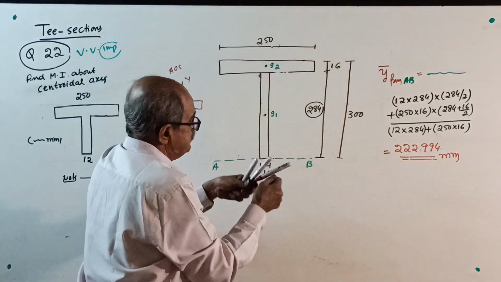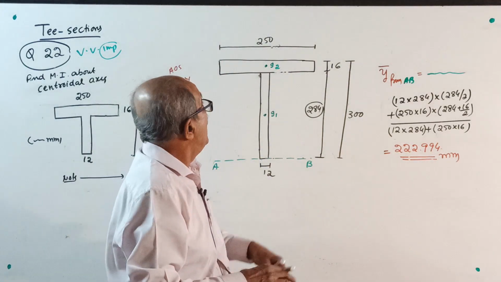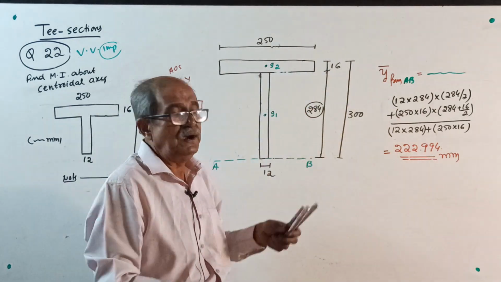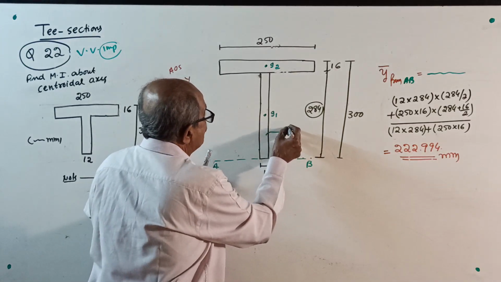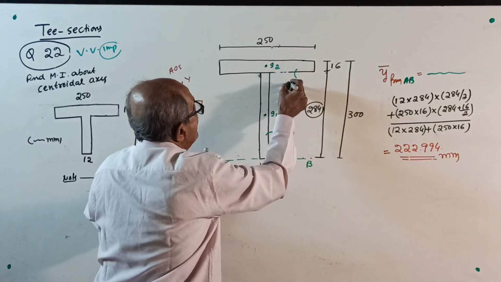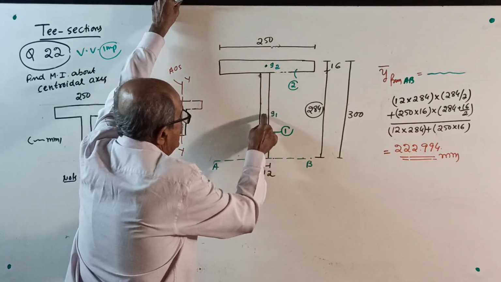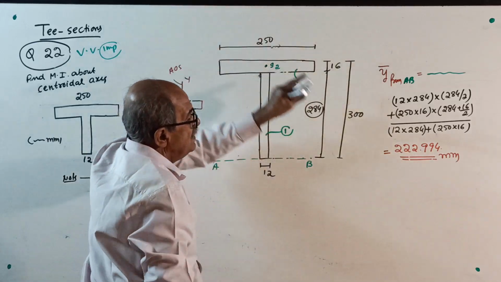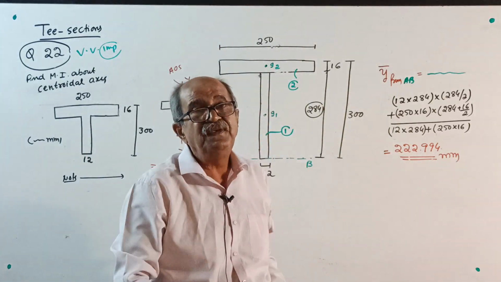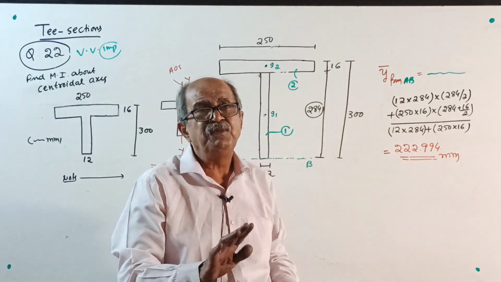Now I will do one thing, just for a change. Last time, the upper one I took as 1, the lower one as 2. Now I will change my mind. Now I want the lower one as 1. It is my choice. I will take 1 and 2 here. Okay, start. A1 Y1 plus A2 Y2 divided by A1 plus A2. By this time, if this is not clear, not fit for education.